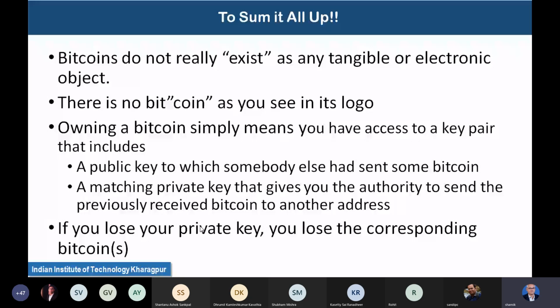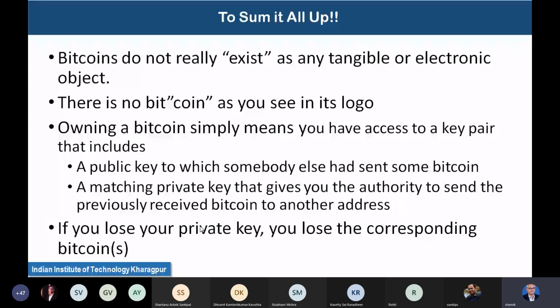That is all it means to own a Bitcoin: you have a public key to which somebody else had sent that Bitcoin, and a matching private key that gives you the authority to send the Bitcoin that you have received to another address. Okay, so that is all it means to own a Bitcoin. There is nothing else to it. That is to sum it all up.